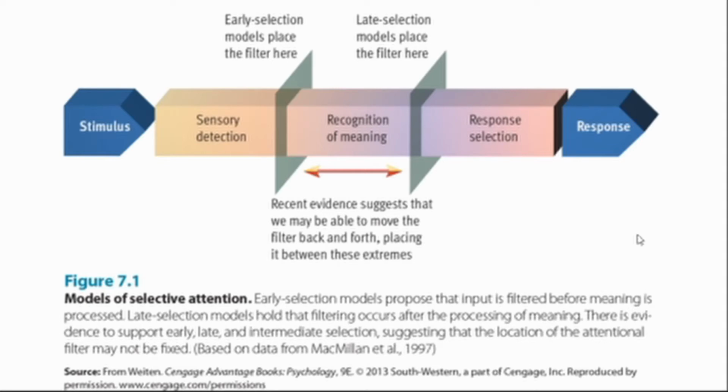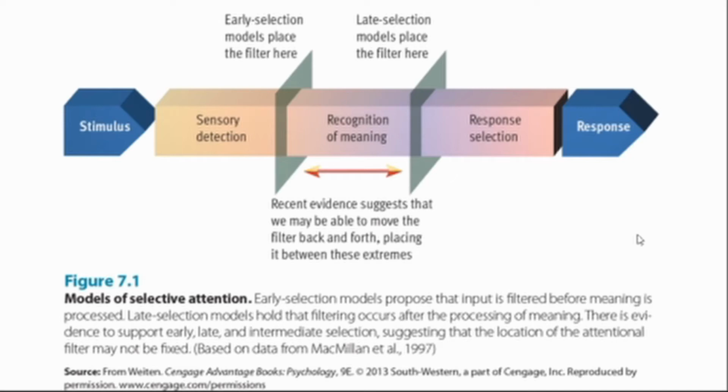In the middle, there's some kind of recognition. We assign meaning to it. So that would be the stage of perception. So we've brought in information and now we've assigned meaning to it. And then afterwards, we would decide what kind of a response is required based on that information.